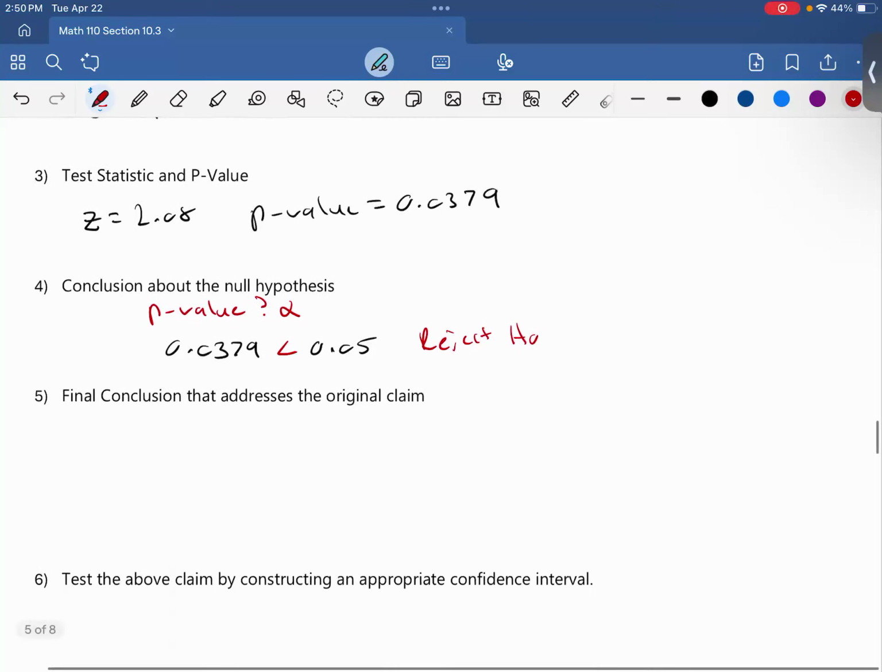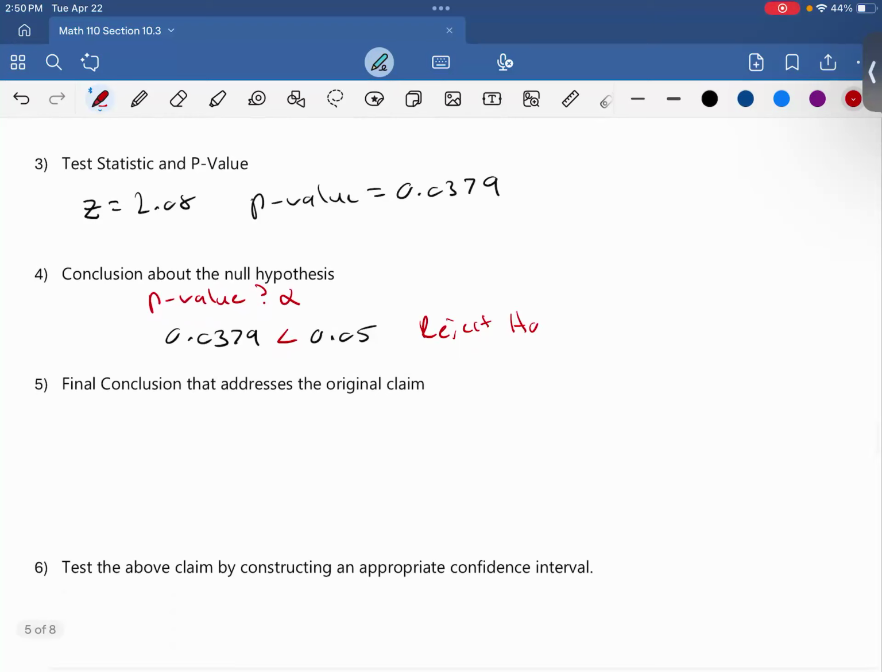So what we can do is support our claim now. Our final conclusion: we have no equality in claim because our claim was not equal to, and we reject the null.